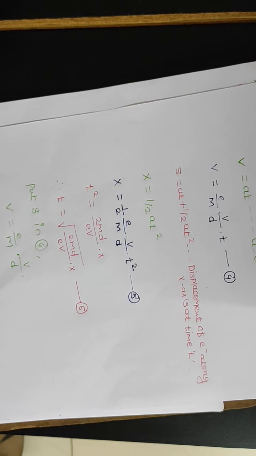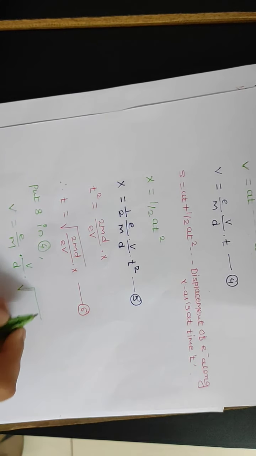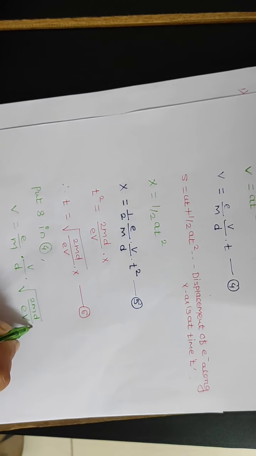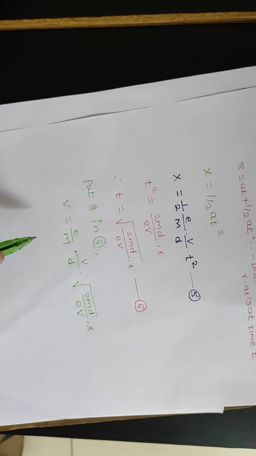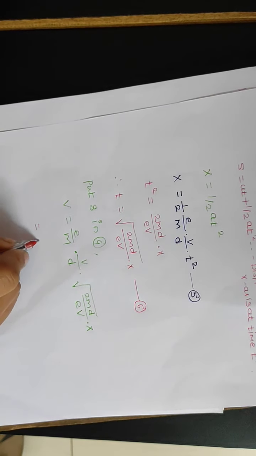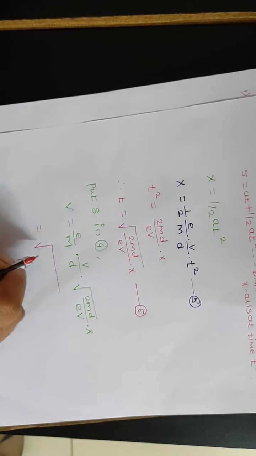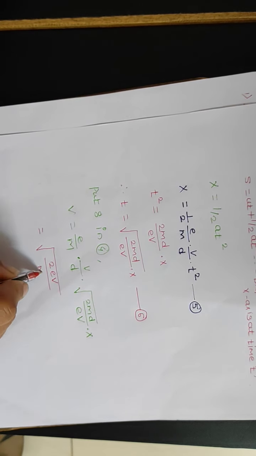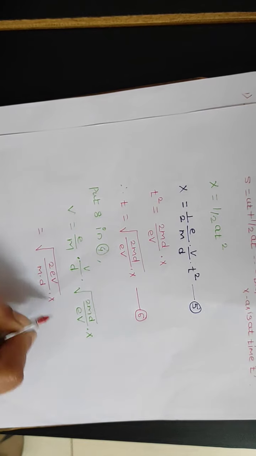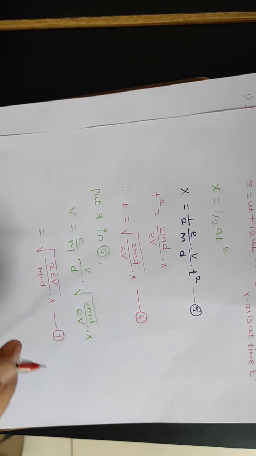So we get this equation, that is v is equal to e by m into v by d into root of 2md divided by e into v into x. Again we can write this equation like this, v is equal to root of 2e into v divided by m into small d into x. Give next equation, equation number 7.